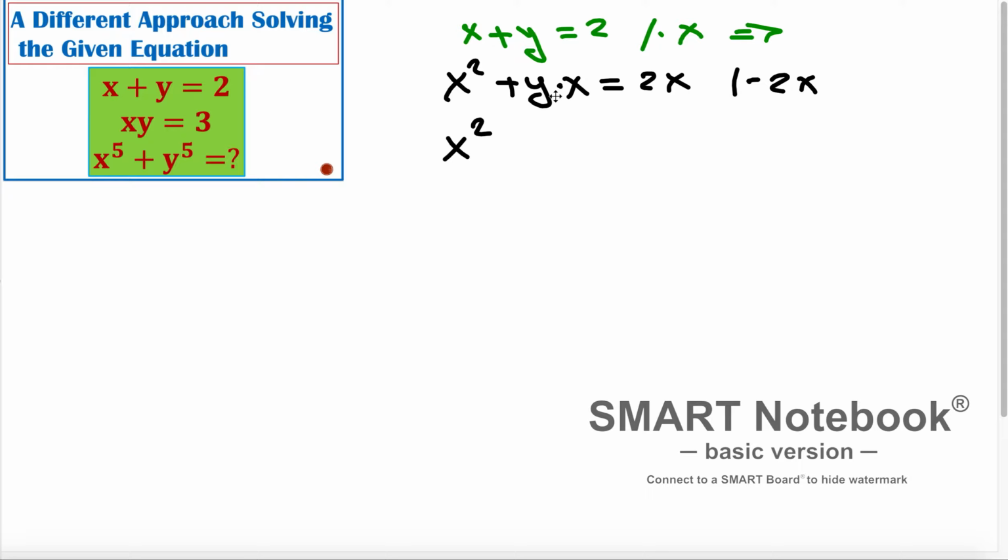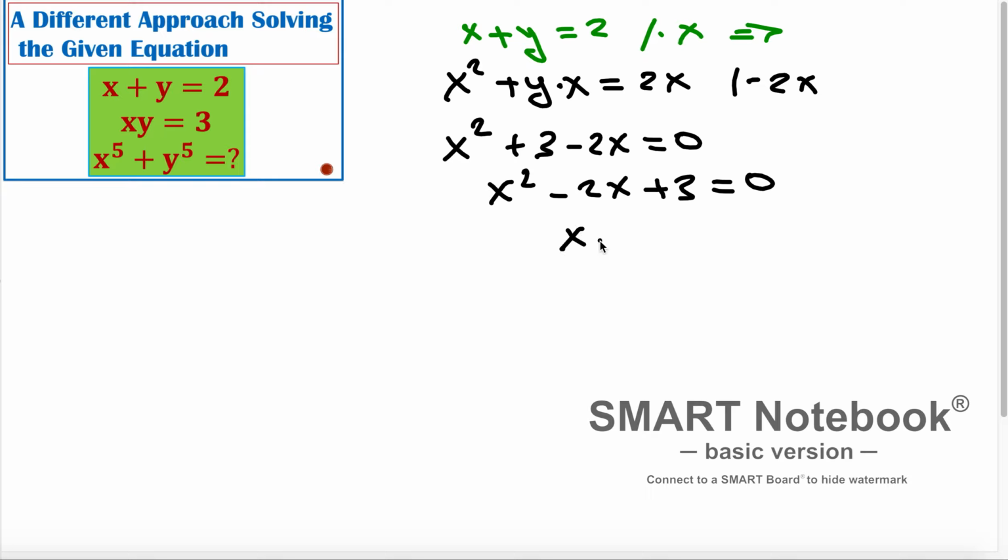But instead of the xy, I am going to substitute xy is equal to 3. So this is going to be plus 3 and minus 2x is equal to 0. Respectively, this is a quadratic equation: x squared minus 2x plus 3 is equal to 0. We cannot factor it, but if we use the quadratic formula, we can find the two solutions.